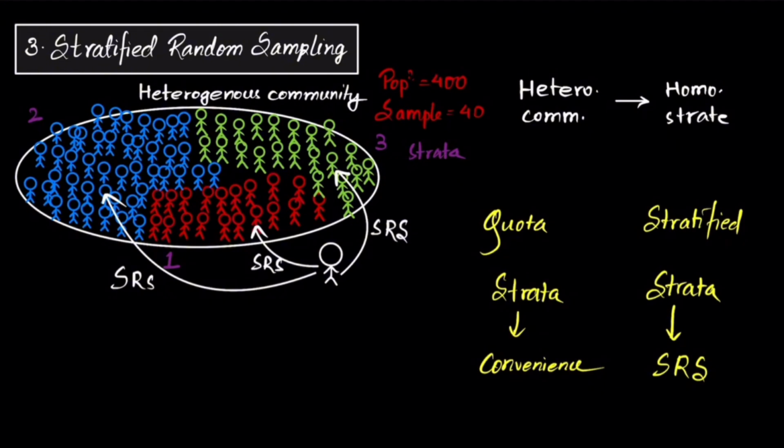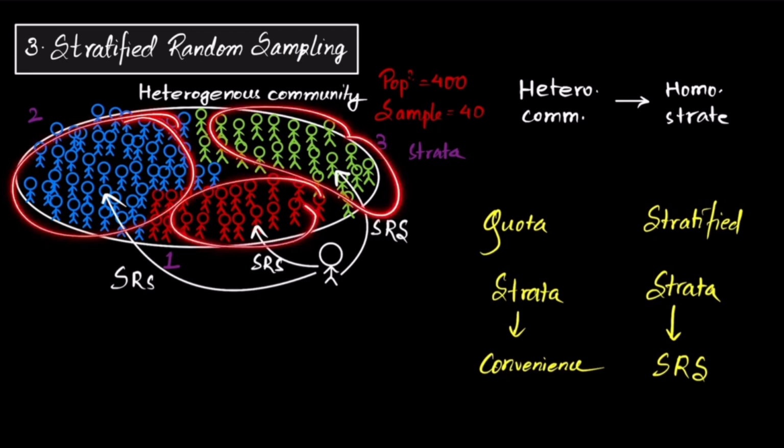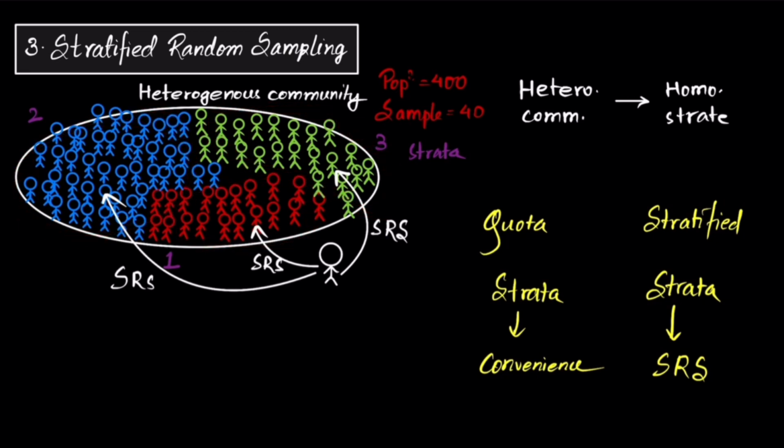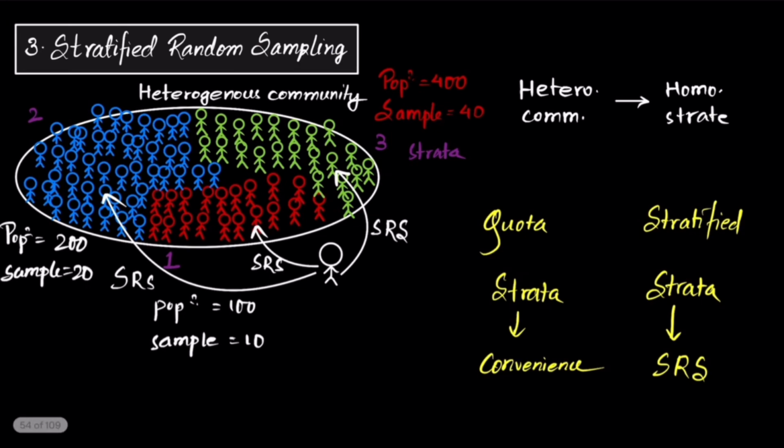One extra concept in stratified random sampling is that from each of these subgroups, we select the number of individuals in proportion. Let's say the population of red group is 100, so we choose a sample of 10 from there. The population of blue group is 200, so we choose a sample of 20. What I have done here is chosen the number of individuals by simple random sampling from each subgroup as per the size of the population.